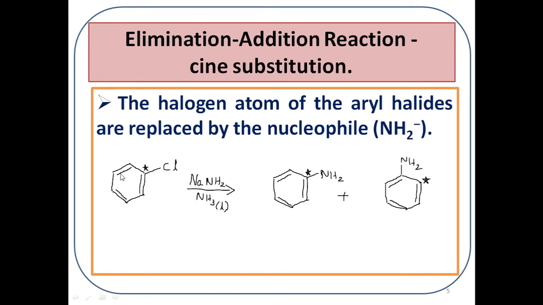So we have already said that aryl halides are the substrate. In this substrate, say this is chlorobenzene. Here, the halogen atom of the aryl halide is replaced by the nucleophile NH2. The nucleophile is produced as a result of this reaction mixture, that is sodamide in liquid ammonia. Here Cl will be replaced by NH2. NH2 is the incoming nucleophile.